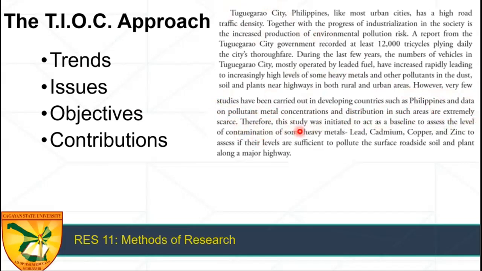And therefore, this study was initiated to act as a baseline to assess the level of contamination of some heavy metals, lead, cadmium, copper, and zinc, to assess if their levels are sufficient to pollute the surface roadside soil and plant along a major highway. So that would be the objective and also the contribution. So they will look at if the levels are sufficient to pollute the surface roadside soil and plants along a major highway.